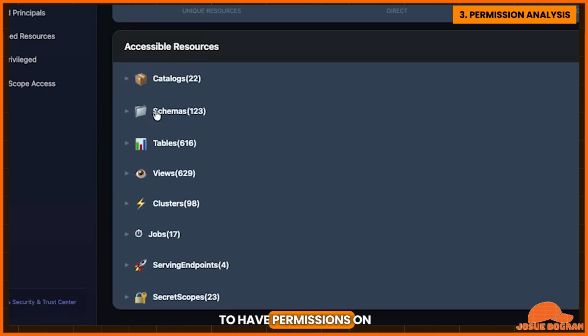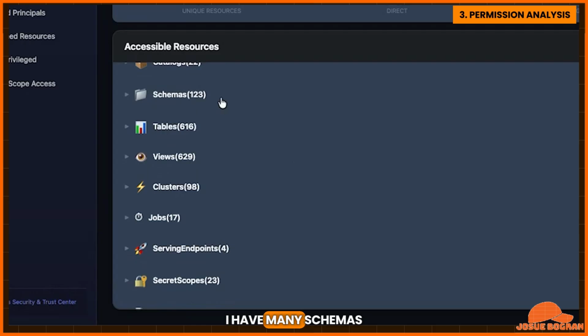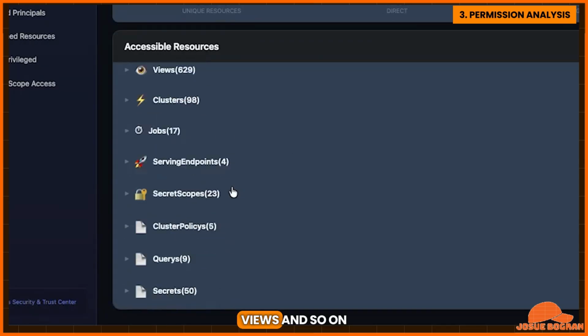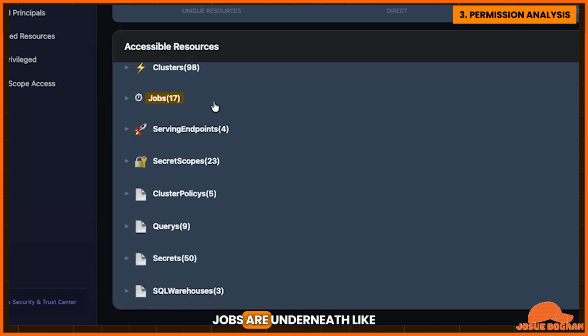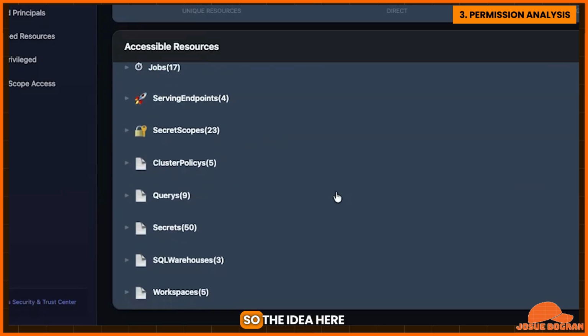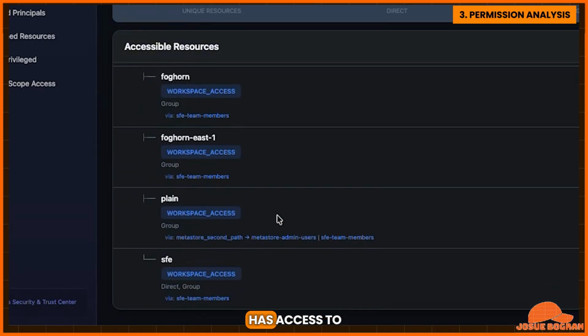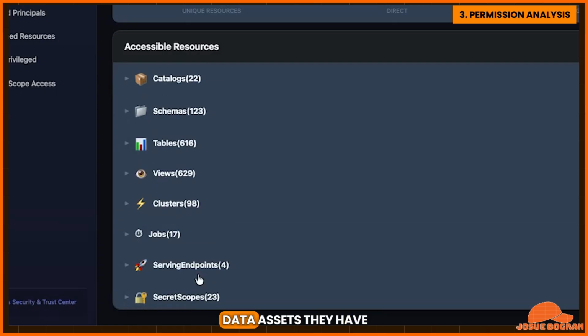Of course, you need to have permissions on the catalog, right? In this case, I have access to 22 catalogs. Within those catalogs, I have many schemas, and I have access to those tables, and so on. The compute that I have access to, compute is money. So should this person have cluster create privileges, and so on and so forth? You should be thinking about jobs. Again, jobs have access to certain data assets underneath, right? So the idea here is to give you a 360-degree view of what workspaces this person has access to, and what catalogs and data assets they have access to, right? That's the first thing that you can accomplish.